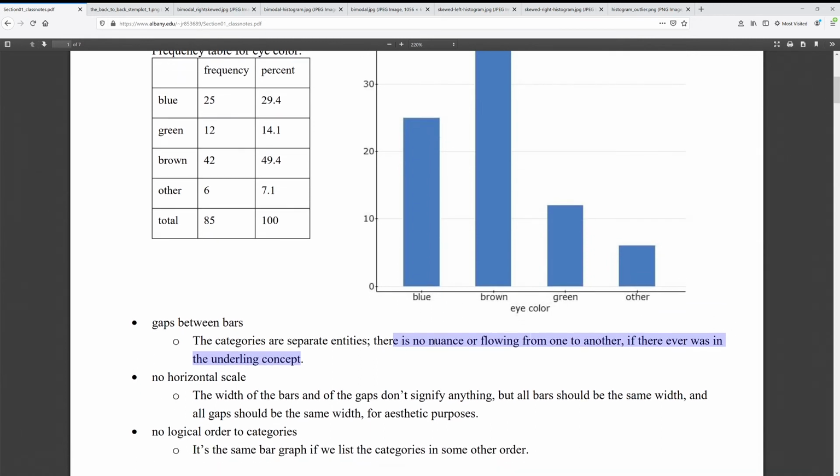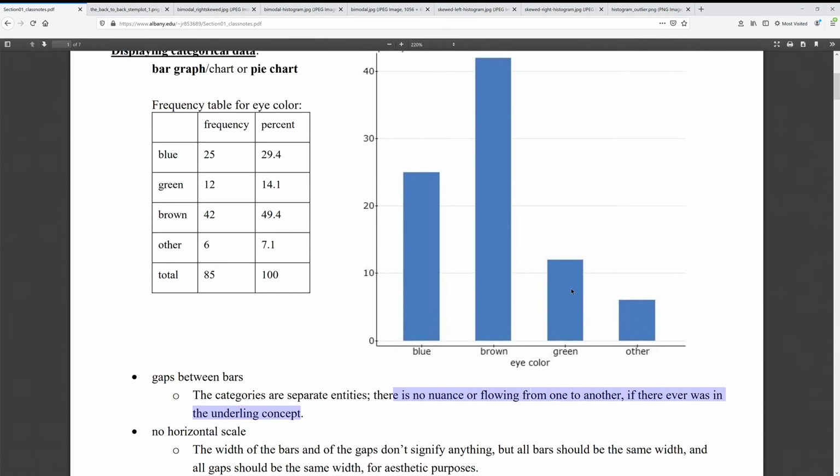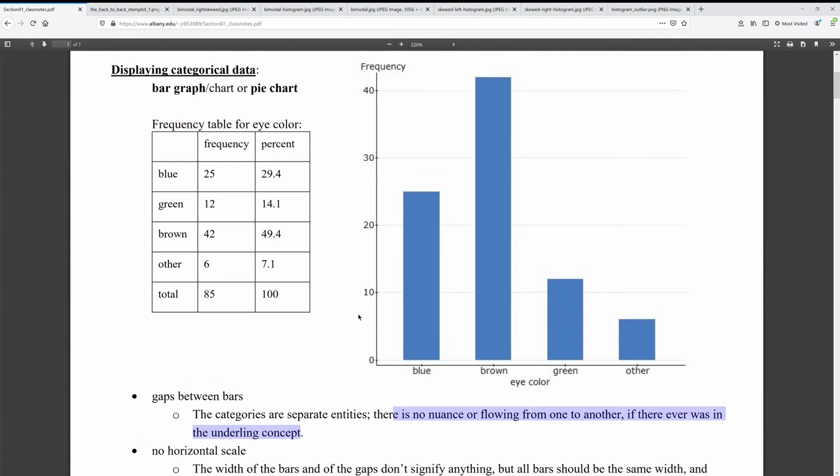And on a related note, there's no logical order to the categories, right? It isn't like blue is the smallest and other is the biggest. Somebody might say, let's do other, green, blue, brown on the logic that it looks nice if the bars are ascending. Somebody else might say, let's do brown, blue, green, other on the logic that it looks nice if the bars are descending. Somebody else might say, let's do it alphabetically, which is in point of fact what I've done, but I'm sure it's a coincidence.